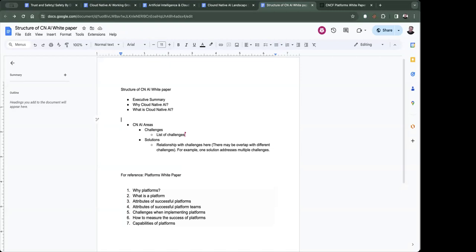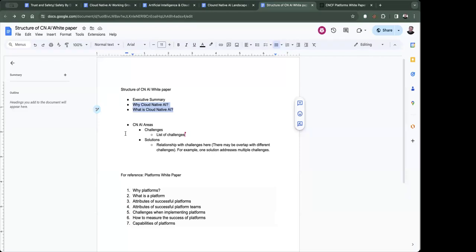So if I would summarize, what is the purpose of the AI cloud native white paper? Is the purpose to highlight the existing challenges in the space, or to survey existing challenges and solutions? What would be a sentence that we can use to describe the purpose of this paper together?